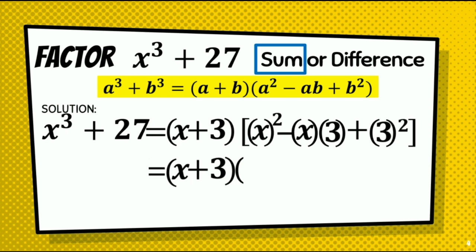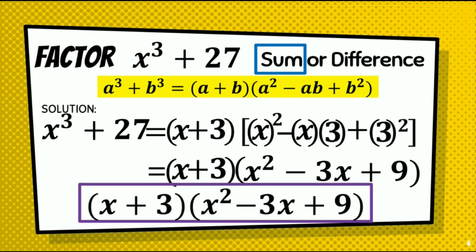Next, we have to simplify the terms inside the trinomial factor. Square of x is x squared. The product of x and 3 is 3x. The square of 3 is 9. Therefore, our answer is x plus 3 times x squared minus 3x plus 9.